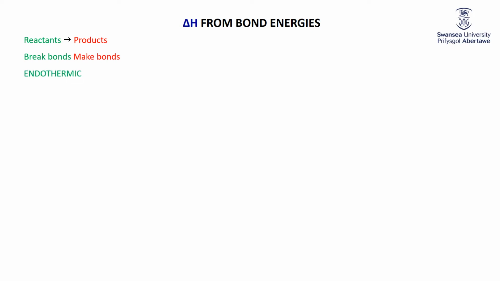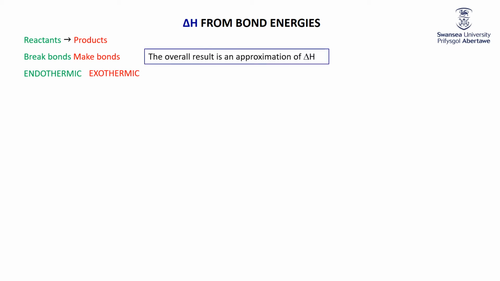Breaking bonds is, of course, an endothermic process. Really important you get a handle on that. Think about breaking a bond. You have to put energy in to do it. So if breaking bonds is endothermic, making bonds is exothermic. And by putting those together with bond energies, you can get an approximation of delta H.